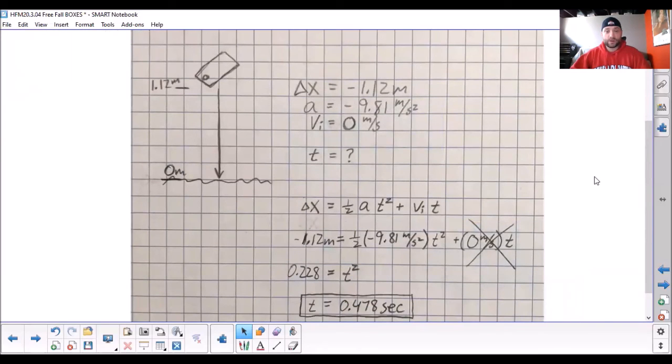We substitute everything in and solve for t. Make sure you solve carefully. Leave that t squared for last. Then at the very end, you would square root both sides to get your final time.